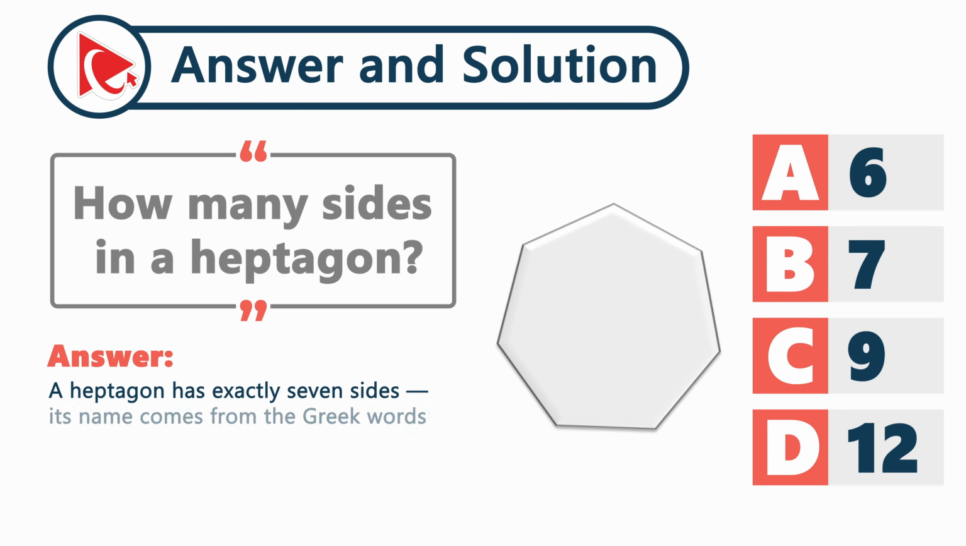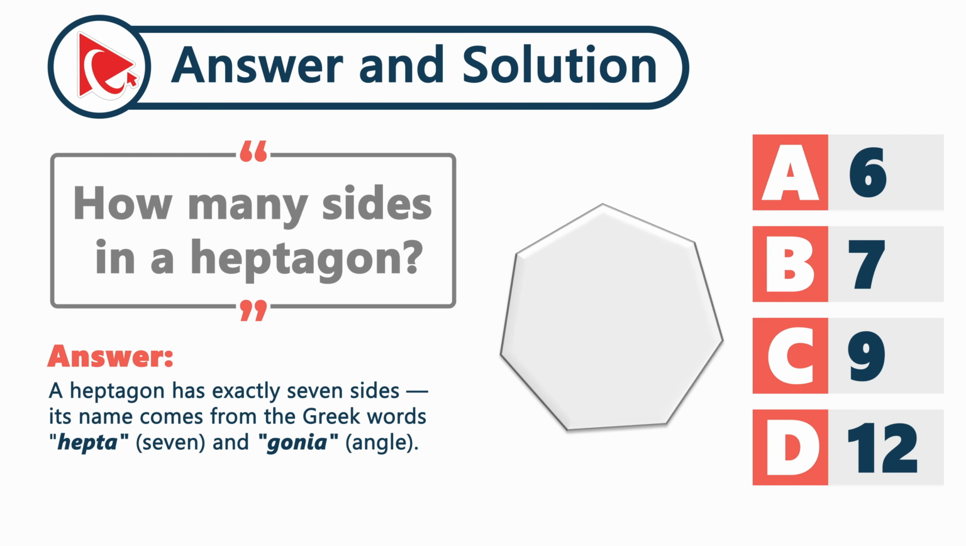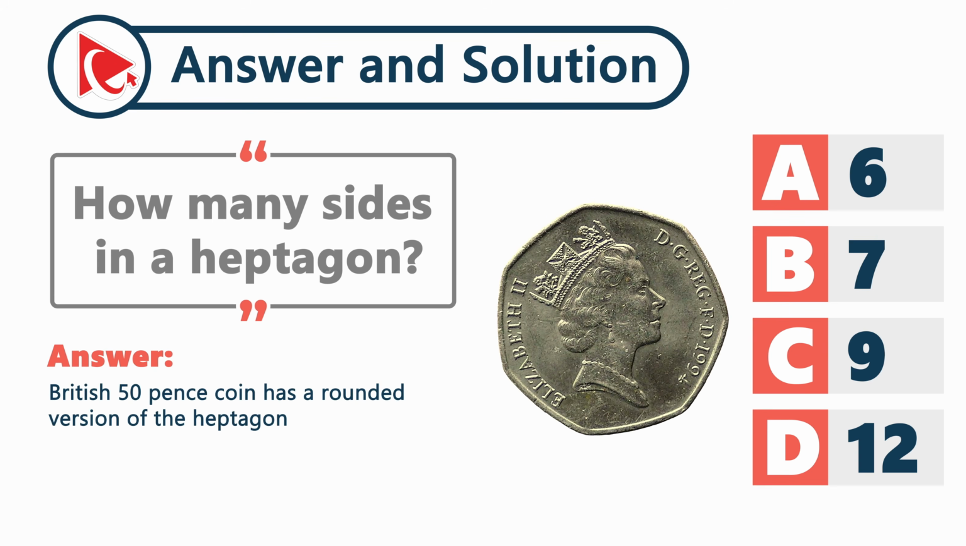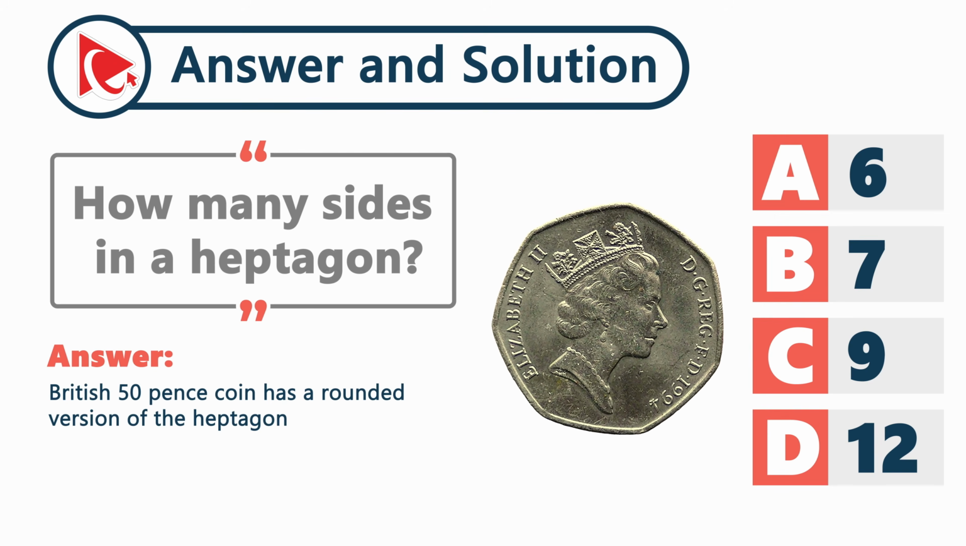A heptagon has exactly 7 sides, and its name comes from the Greek words hepta, which means 7, and gonia, which means angle. The most notable memory of heptagons is the British 50 cents coin, which has a rounded version of this shape, even though I'm not sure how useful it is nowadays with all the inflation going.